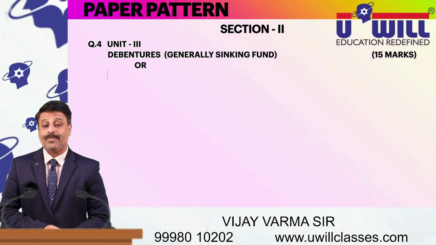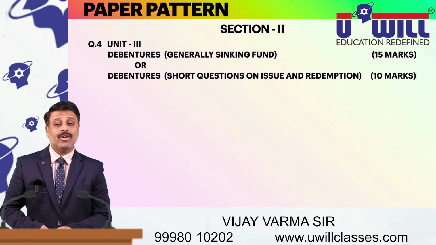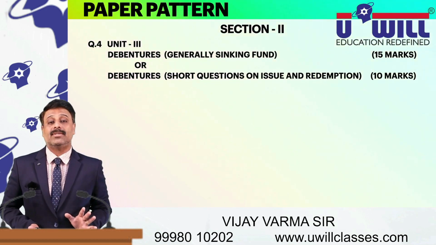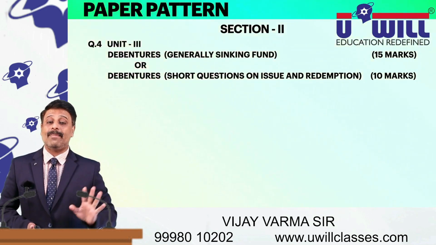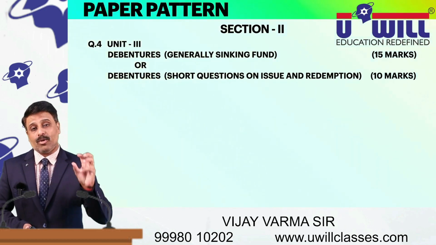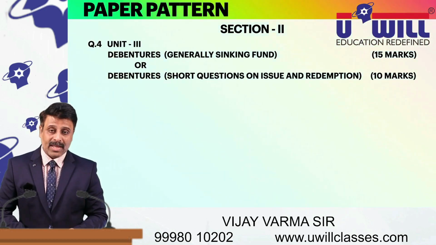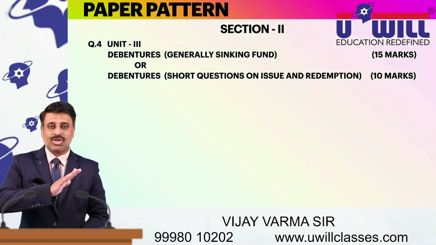In option, you are asked again debentures. See, in unit 3 there is only one chapter, debentures. Only one chapter, a single chapter, debentures is there. So both the questions will come from the debentures chapter only. Sinking fund is almost sure, guaranteed.